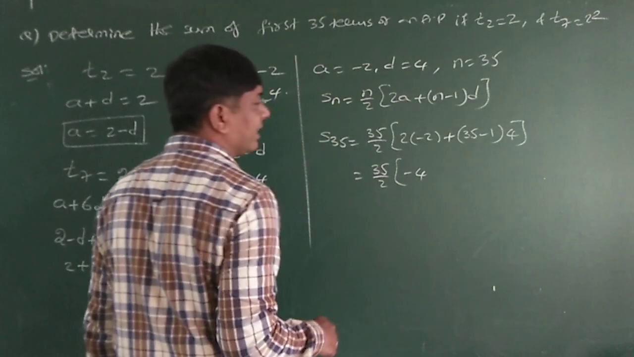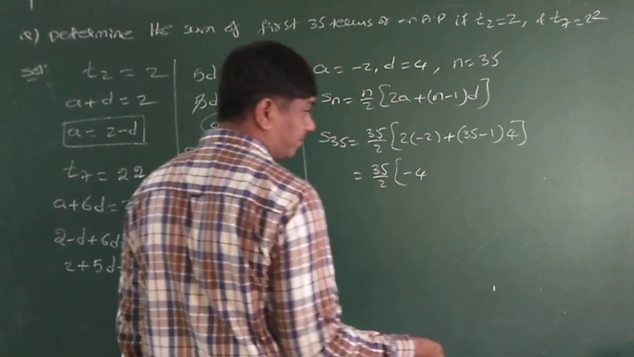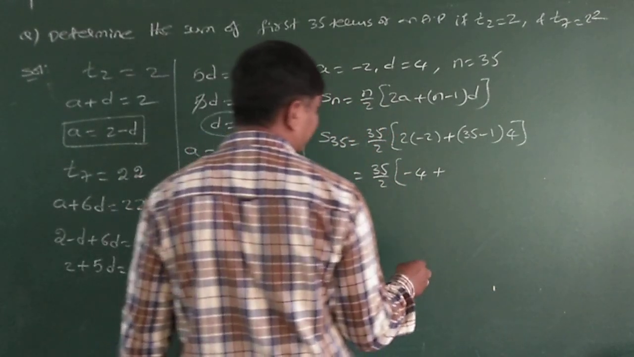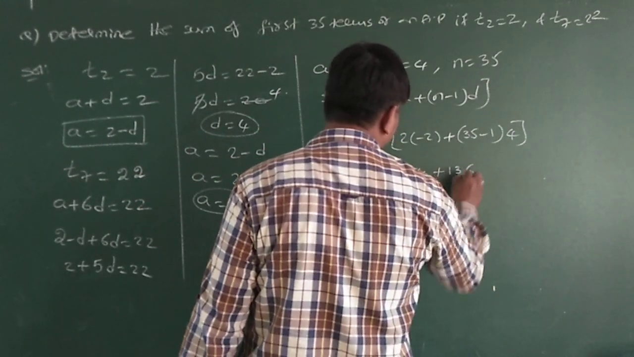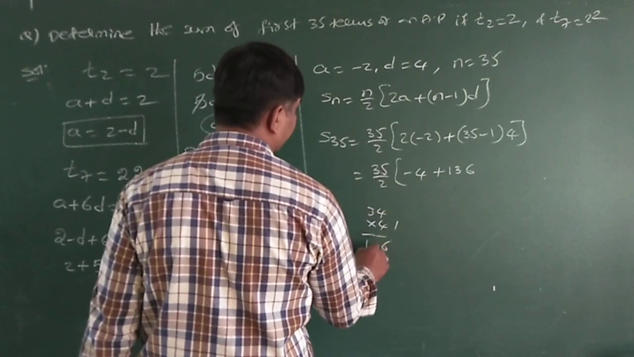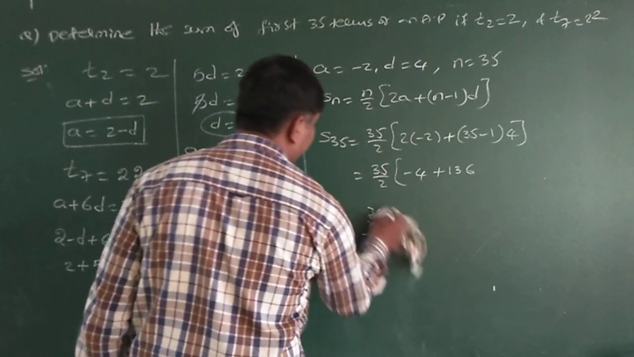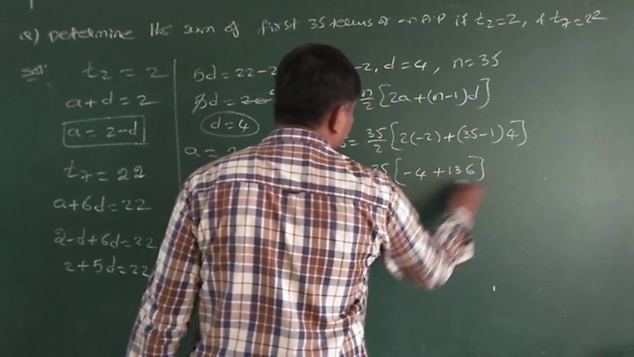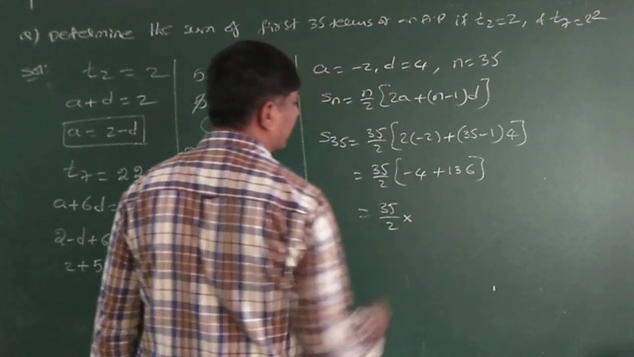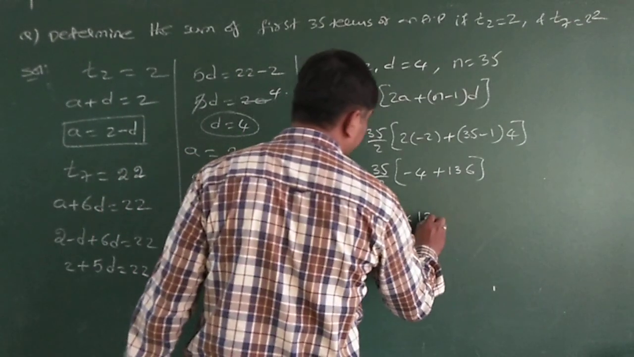value is 4. That is equal to 35 by 2 into (minus 4 plus 34 fours). 35 minus 1 is 34. How much is 34 into 4? 4 4s are 16, 4 3s are 12 plus 1, 13, so 136. Now that is equal to 35 by 2 into (136 minus 4 is 132).